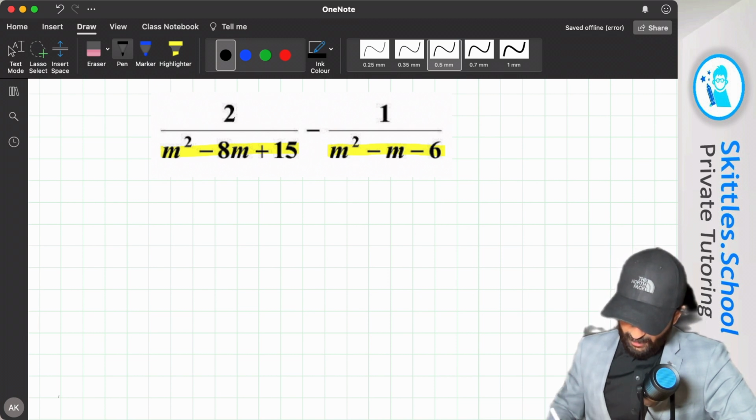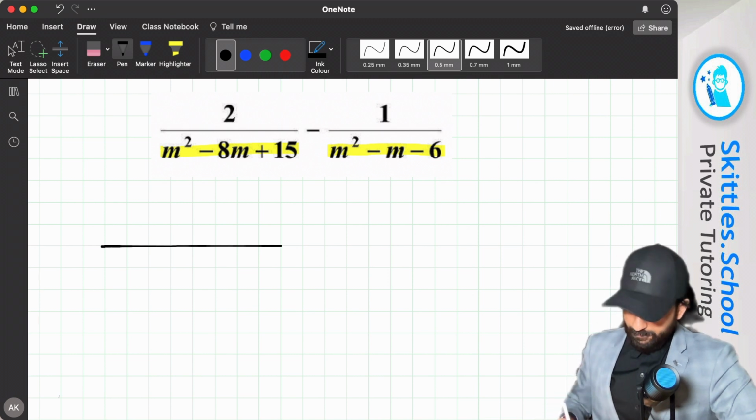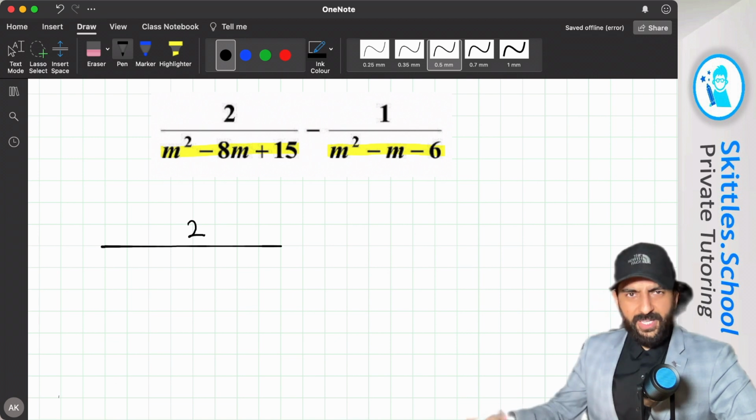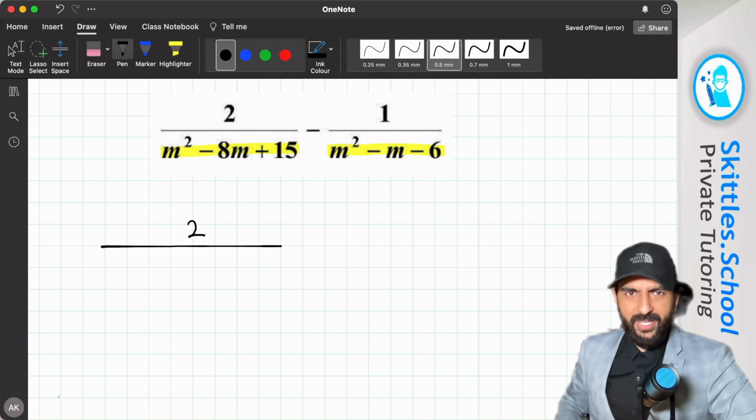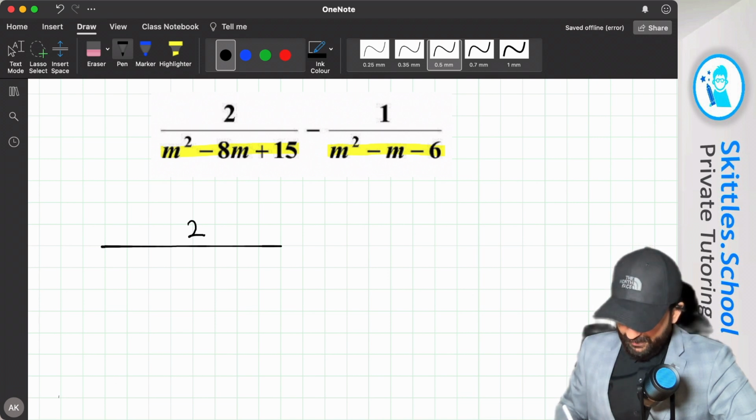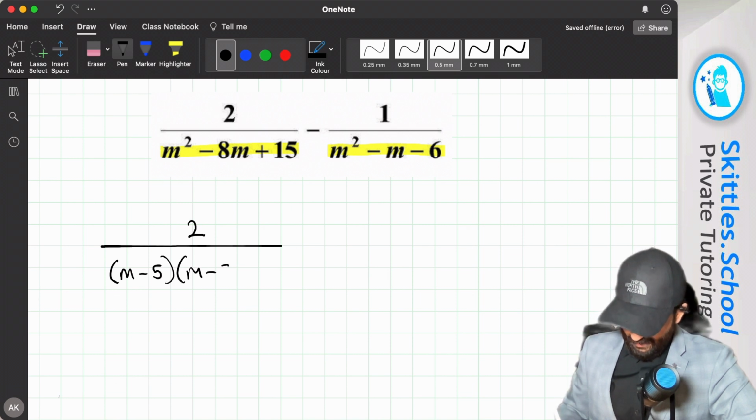So for the first fraction, our numerator is staying the same. It's still 2. But let's factorize that denominator. So m squared minus 8m plus 15 becomes m minus 5, m minus 3.